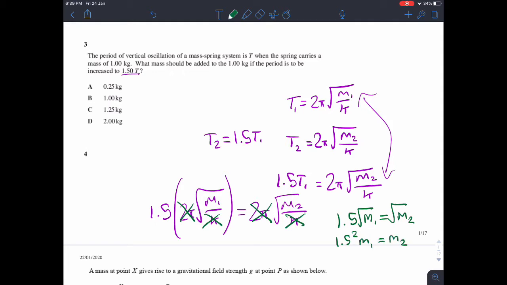So we need to square 1.5, which gives us 2.25. m1 equals m2. m1 was 1 kilogram, so that's 2.25 kilograms equals m2. Now, the question says what mass should be added to the 1 kilogram. And so if the total mass we want is 2.25 kilograms, we need to add 1.25 kilograms, which is C.